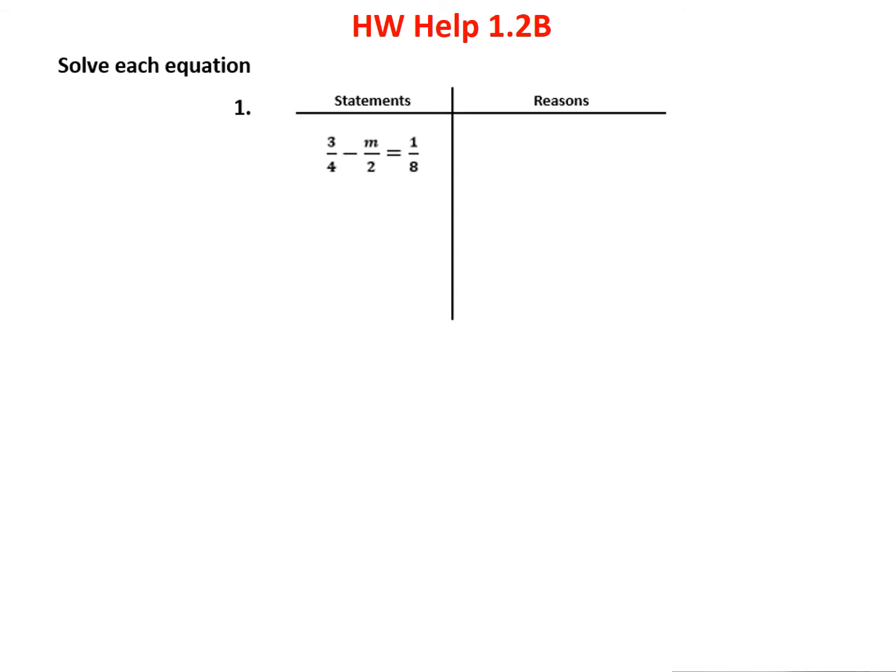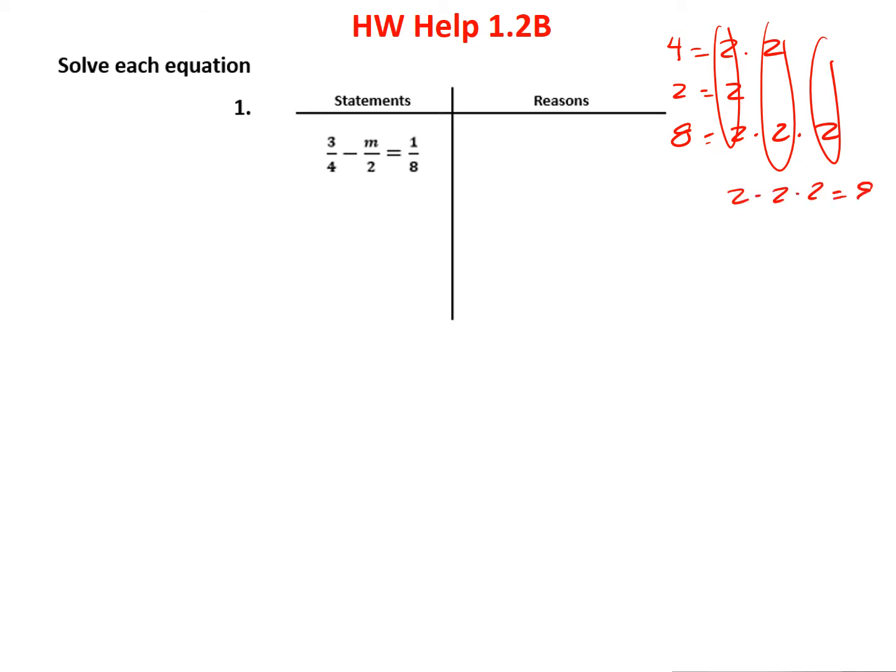What's the greatest common denominator between 2, 4, and 8? Well, if I were to write this out longhand, you probably can already see it. I recognize that 4 equals 2 times 2, and 2 equals 2, and 8 equals 2 times 2 times 2. If I want to get them all, I'm going to have 2 times 2 times 2, which is 8. That's the greatest common denominator. So what I need to do in this problem is multiply everything on both sides by 8.